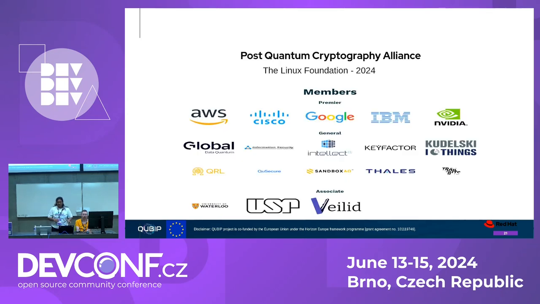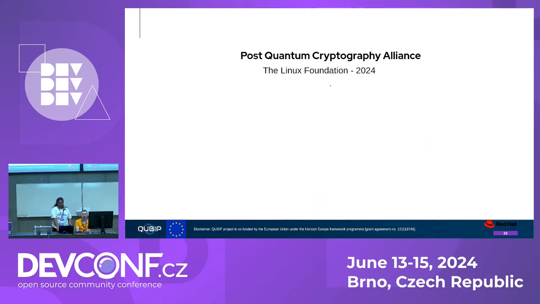So that was about some of the countries in Europe. What's the global world looking like when it comes to post-quantum crypto? There has been a new alliance formed, called the Post-Quantum Cryptography Alliance. This alliance is funded by the Linux Foundation, and it has some esteemed premier members like Amazon, Google, IBM, NVIDIA, and so on. So what is this foundation doing, and what are the projects involved in the Post-Quantum Cryptography Alliance?